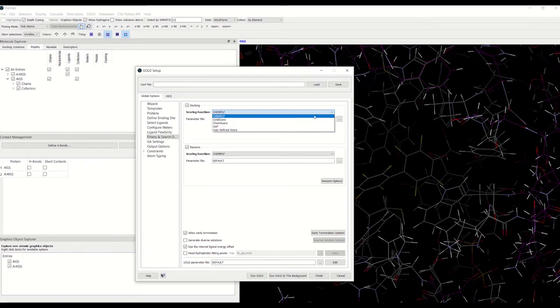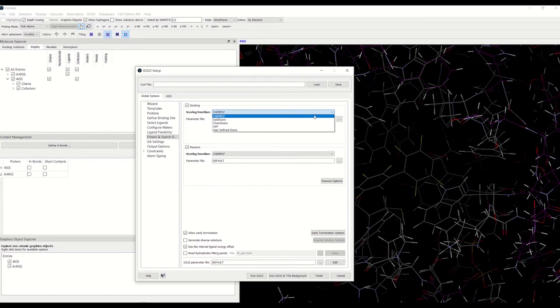ChemPLP is a hybrid scoring function. It contains a consensus score that combines elements of chem score and the PLP scoring function, which stands for pairwise linear potential. This PLP function models the steric complementarity between the ligand and the protein.